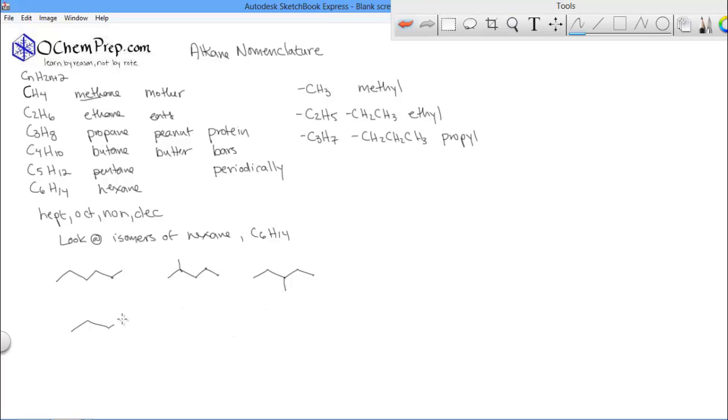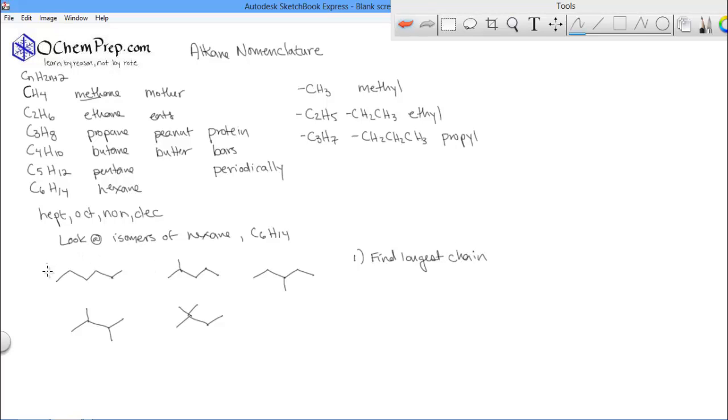Then we go to 4 carbons in a row. We can't put the 1 carbon units at the end because then it would be a 5 carbon unit. So we'd put it here and here. And then one more that has the 2 1 carbon units there. So now we're going to use these to learn how to name alkanes. The first thing you want to do is find the longest chain, because that's going to be your base name.